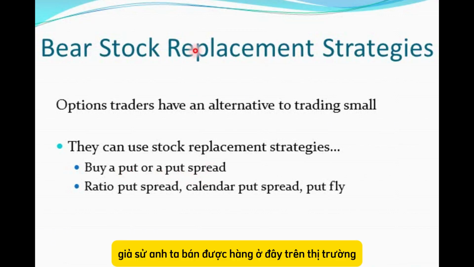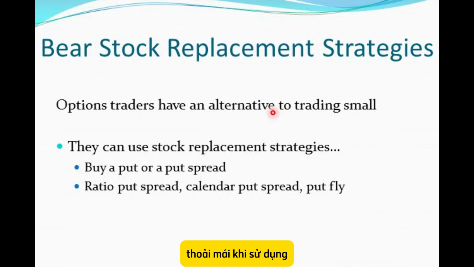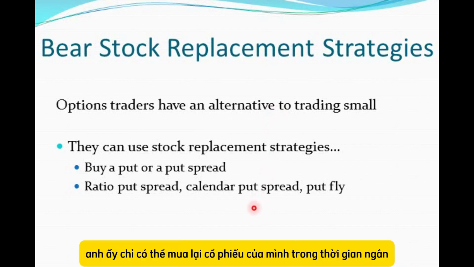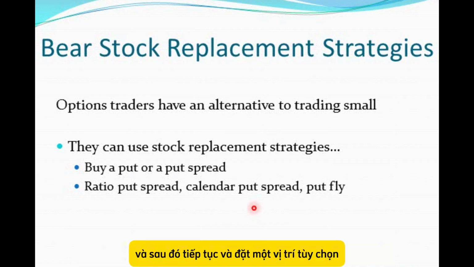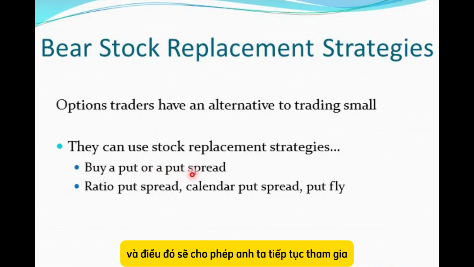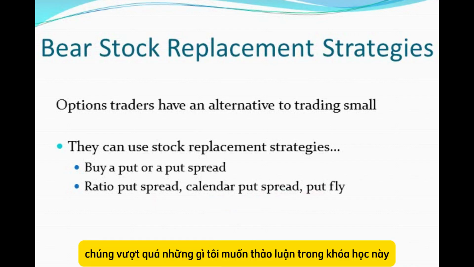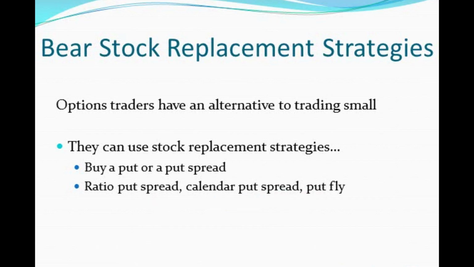Let's say he sold way up here and the market's way down here, and his stop has to be much higher up than what he is comfortable using. He could just buy back his short stock for a profit, and then put on an option position like buying a put or a put spread, and that will allow him to continue to participate on the downside. There are other alternatives like ratio put spreads, calendar put spreads and put flies, but they're beyond what I want to discuss in this course.